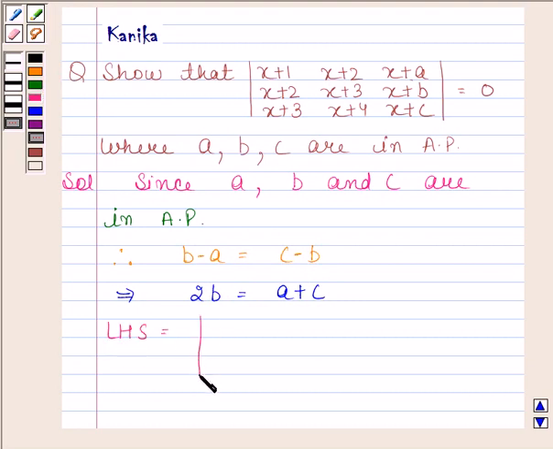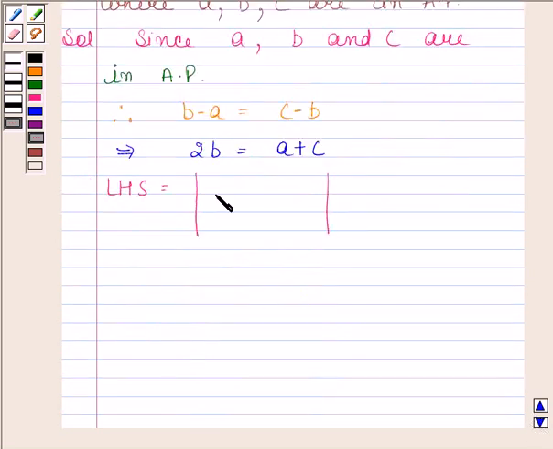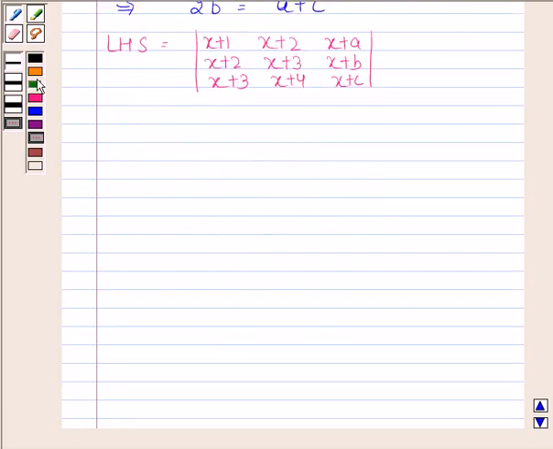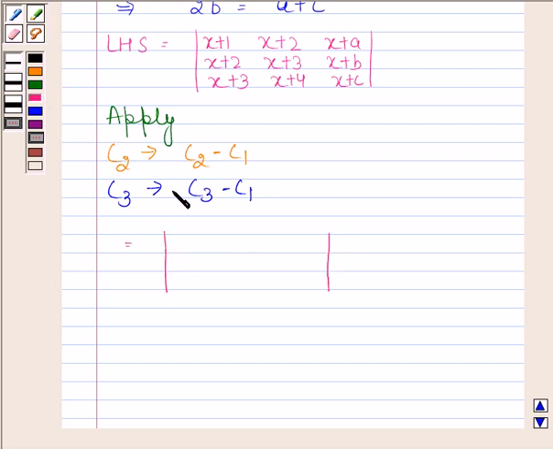Left hand side is equal to the determinant of order 3, in which the elements are x plus 1, x plus 2, x plus a, x plus 2, x plus 3, x plus b, x plus 3, x plus 4, and x plus c. Now we will apply two column operations. The first column operation that we will apply is C2 goes to C2 minus C1. The second column operation that we will apply is C3 goes to C3 minus C1. So let's now apply these column operations.